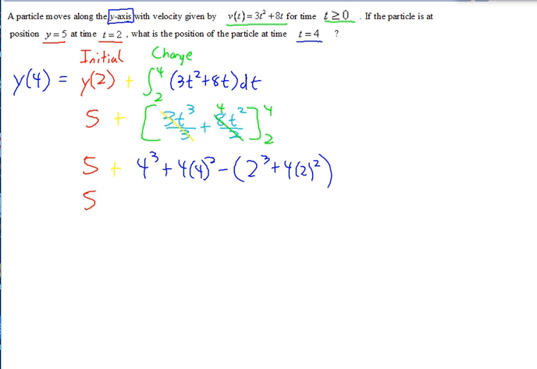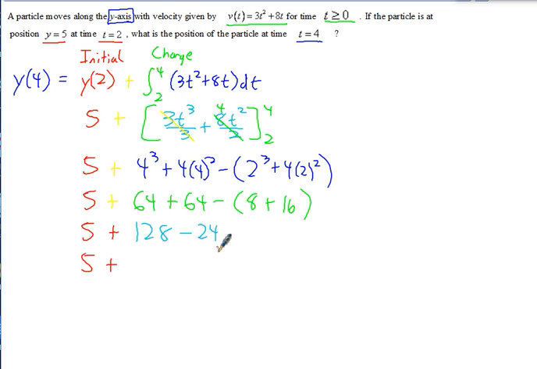And we can just simplify this now. 4 cubed is 64. Plus another 4 cubed is 16 times 4, another 64. Minus 2 cubed is 8. Plus 2 squared is 4 times 4 is 16. So you get 5 plus 64 plus 64 is 128. Minus 8 plus 16, 24. So our initial position was 5, plus 128 minus 24 is 104.